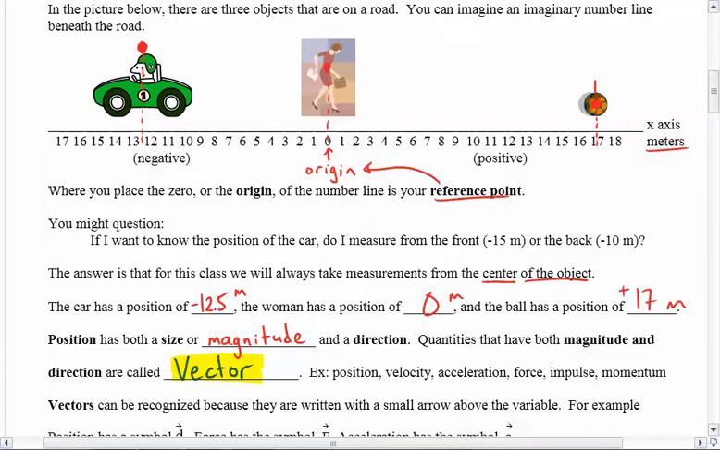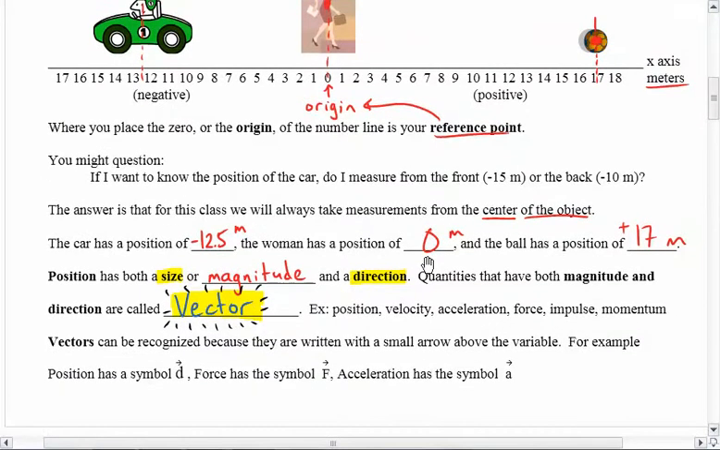One of the important words from physics: vector. What's special about a vector is that it has size and direction. Some examples of vectors are position, velocity, acceleration, force, impulse, and momentum.